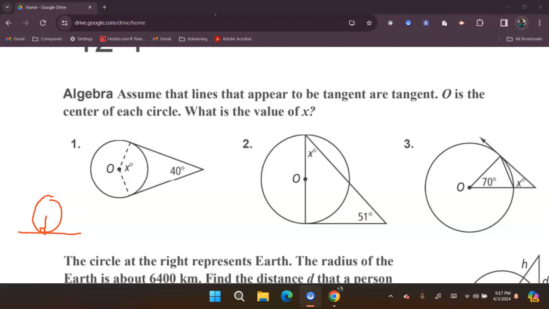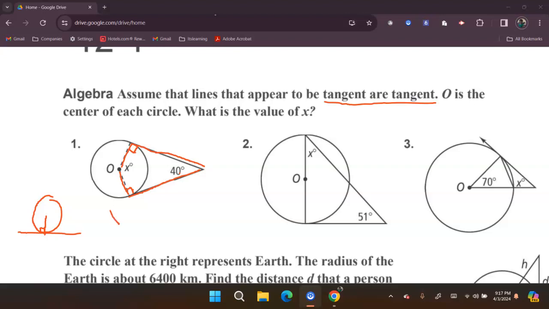It says assume that the lines appear to be tangent. So they're already telling us that it's a tangent line to circle O. They're also telling us that the center is called O. Now we know that this line is tangent to this line, so it's going to be perpendicular, so that's 90. We know that this line segment, which is the radius, is perpendicular to this line because it's tangent. So we know that we have a 90, we have a 90, and we have a 40-degree angle, and the one that's missing is x.